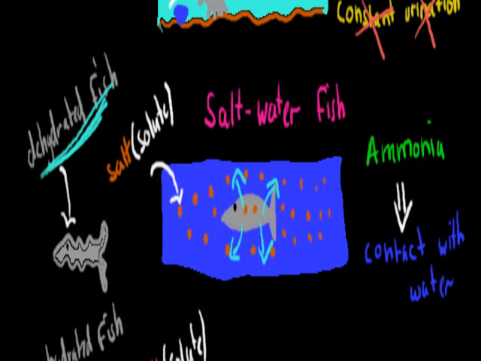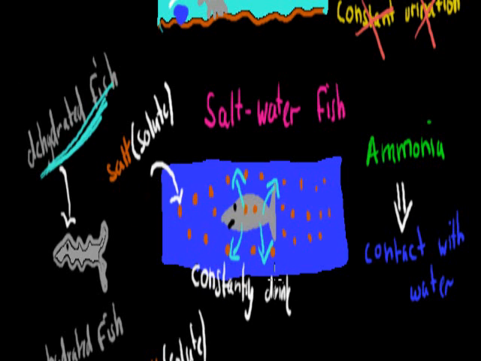First of all, I'm going to draw a mouth. And the reason why is because of its constant drinking. So this fish is constantly drinking, and the reason why it's constantly drinking is to make sure it doesn't dehydrate. So it's constantly drinking.